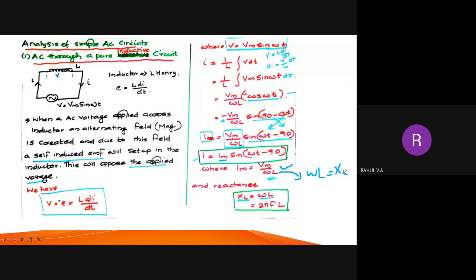So voltage divided by omega L is nothing but current. So omega L should be a reactive term. I can write omega L is equal to XL, that is inductive reactance. Inductive reactance XL is equal to omega L. And in the next step, omega is nothing but 2 pi f, so I can write 2 pi fL.